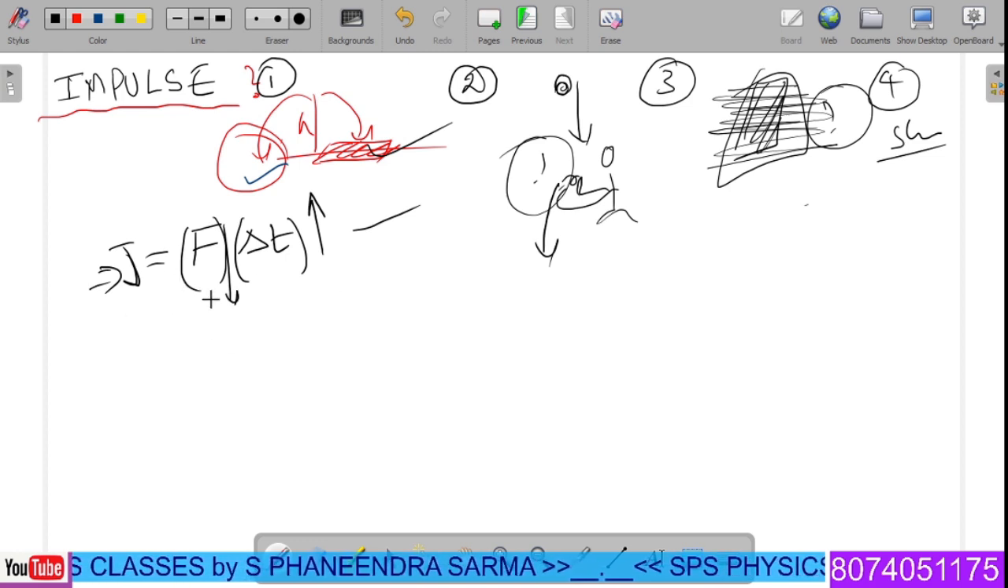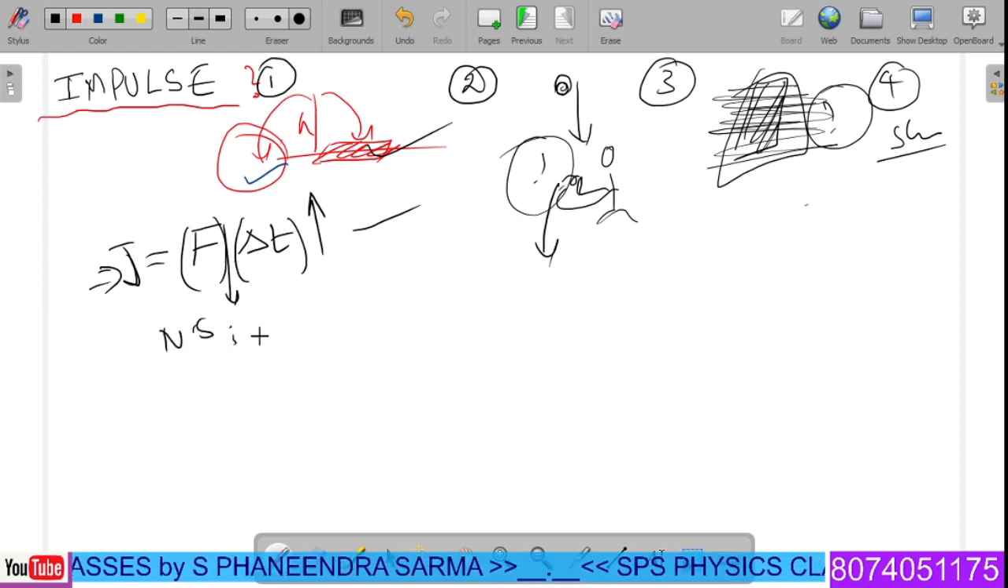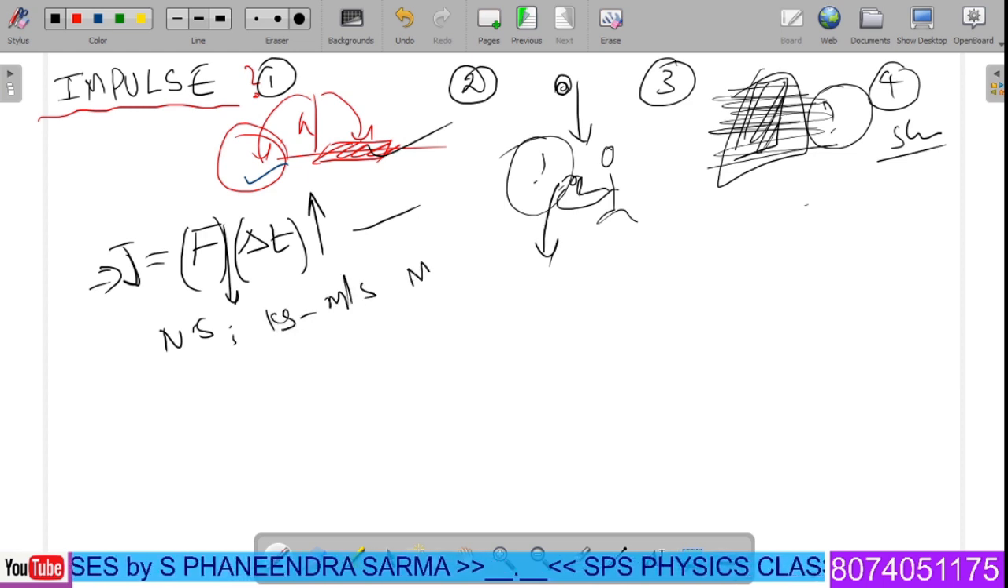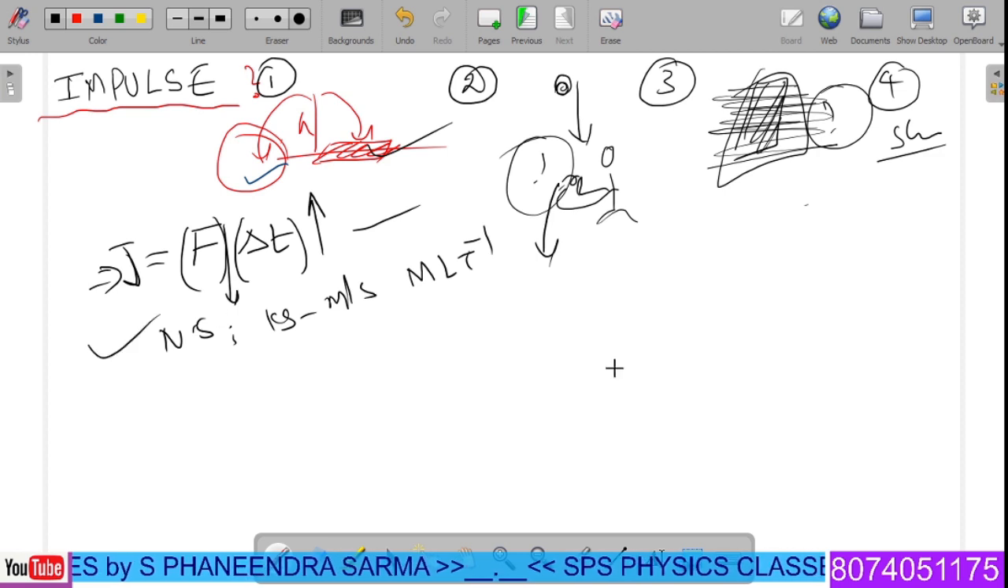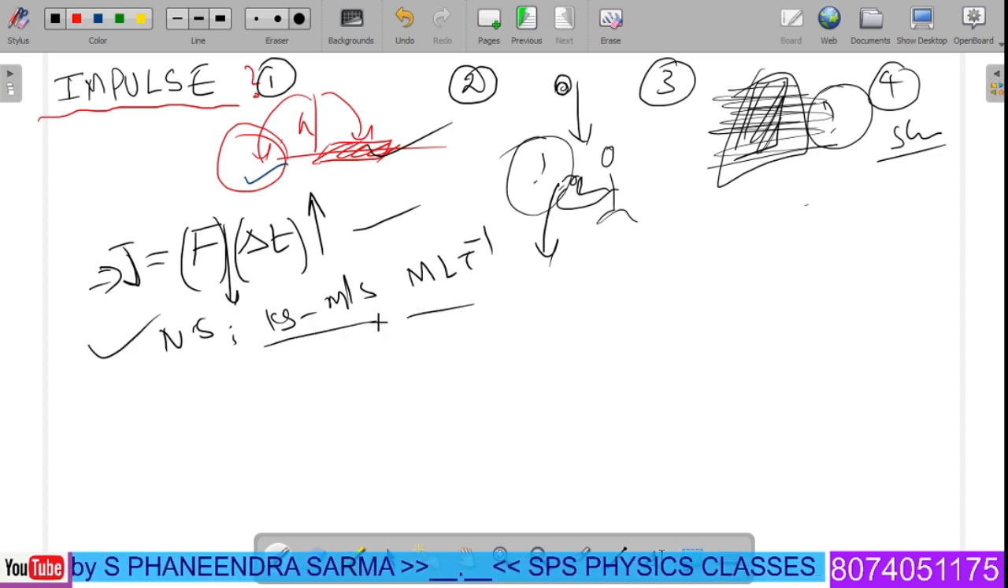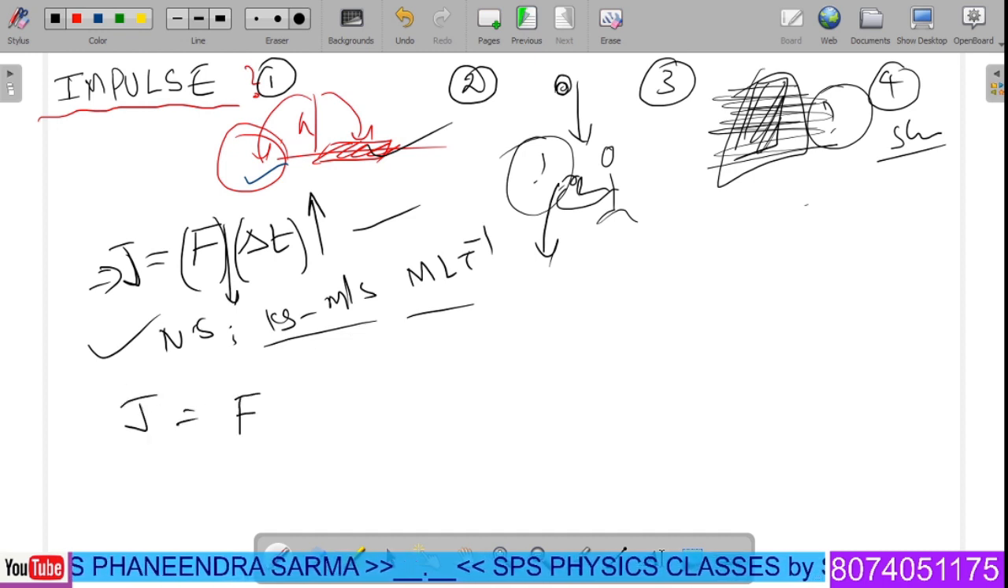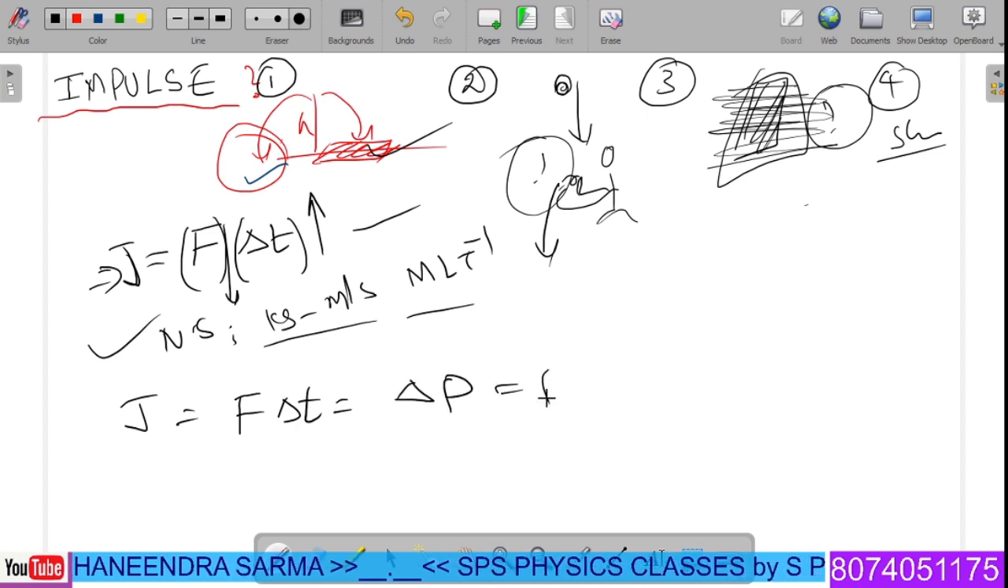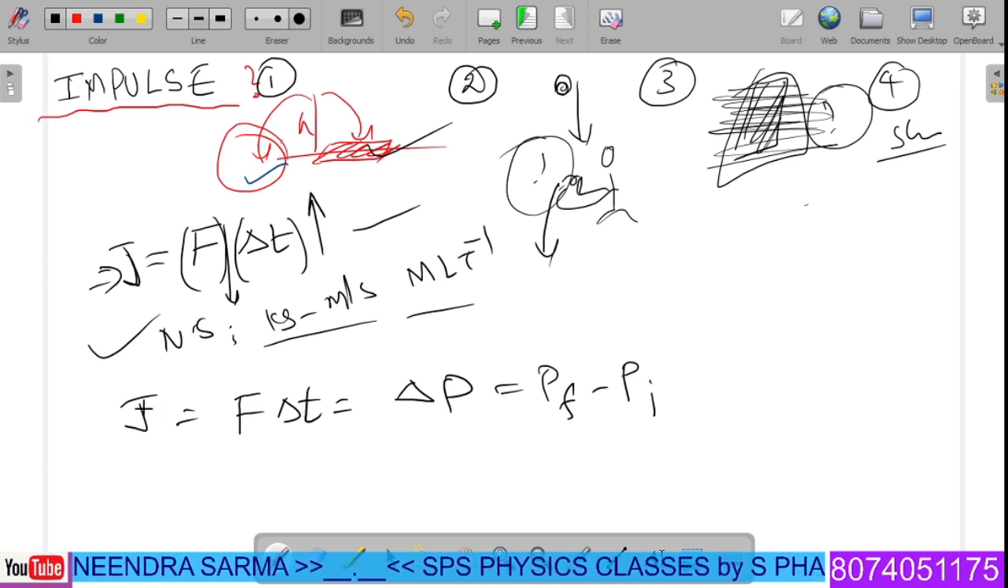And now the units and dimensional formula, let us see. You can measure it in newton second, or another important unit, kg meter per second, with the dimension formula M L T power minus 1. This is the same as the dimensions and units of linear momentum. Therefore, J equals F into delta T, which is also equal to the change in momentum, that is, final momentum minus initial momentum of the object.